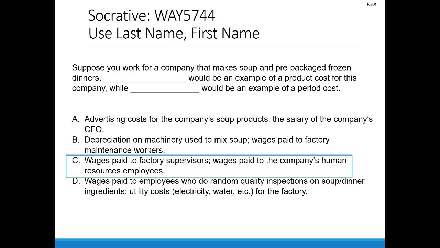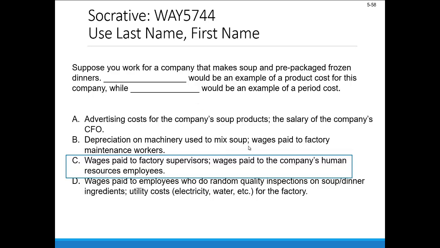Let's look at a couple of the others to make sure we know how to rule those out. The first one up said advertising costs for the soup products. Advertising would not be a product cost, that'd be another period cost, right? Another cost of selling. And then the salary of the company's CFO, that would be a period cost. So that second one would have fit this blank for sure. B, we had depreciation on machinery used to mix soup. So that would be an example of a product cost. And more specifically, that would be manufacturing overhead again as well.